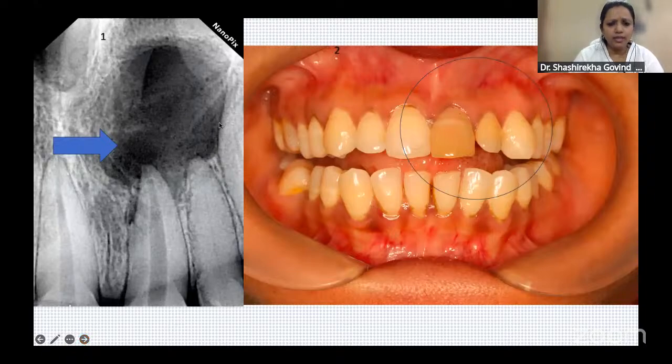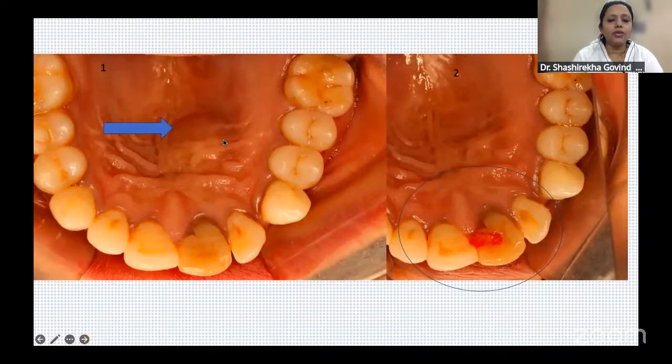As you see here in this radiograph, there is a huge lesion. Here the patient complained of discolored teeth. On radiograph, you can see there is a huge lesion. We had to open up the tooth, and you can see here there is a palatal swelling. The patient came with the chief complaint of a discolored tooth, and sometimes she also noticed the palatal swelling.